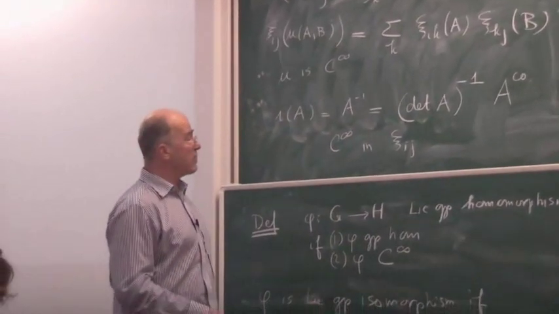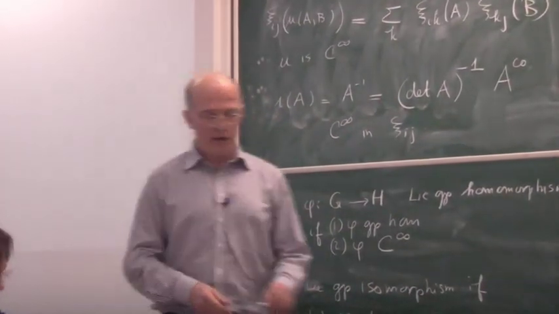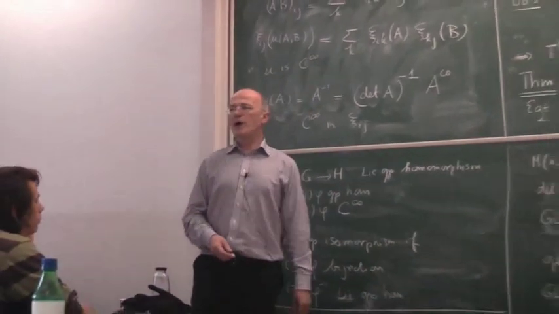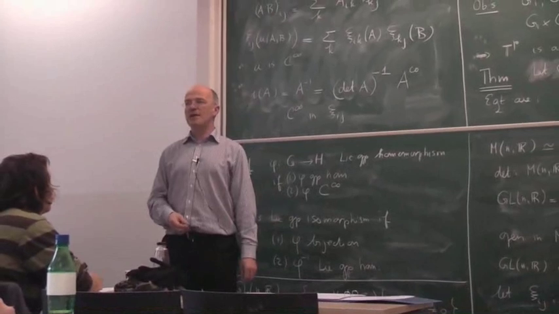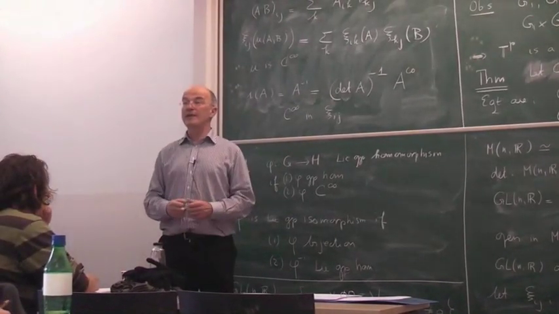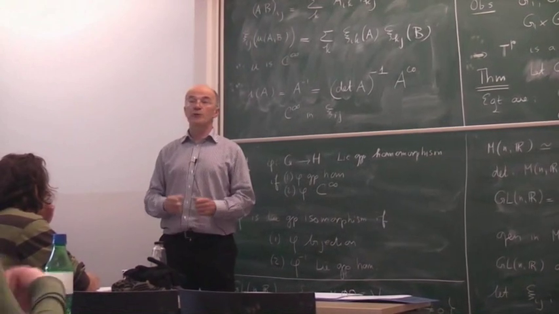We have a subgroup consisting of the matrices of determinant 1. And what we're going to do after the break is show that this is a submanifold, and it's a subgroup, and therefore it's a Lie group at the same time. But let's first have this break.